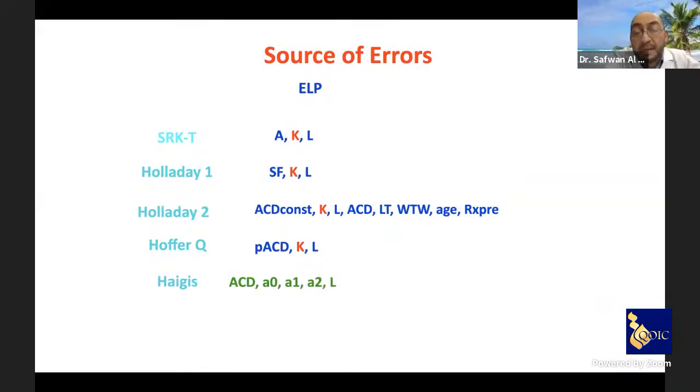Now, the source of the error in SRK/T is the K. In Holladay 1 it is the K. Holladay 2, K. Hoffer Q, K. Haigis, yes, we can use it because it does not use the K.